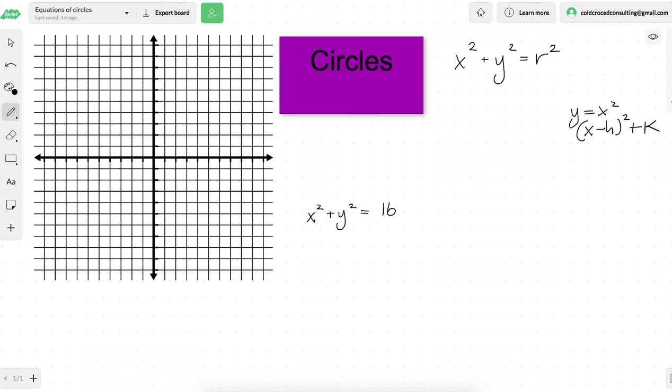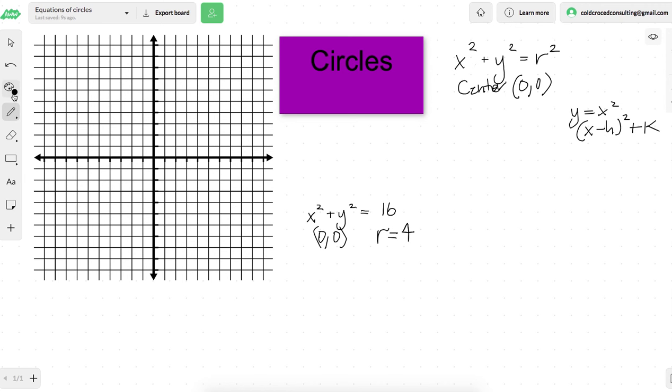So if we're just given the general formula x squared plus y squared equals r squared, this means that this is a circle with a center at 0, 0. And a radius, notice it's the radius squared. So if we look at this one, we know that it has a center at 0, 0. But the radius is not 16. The radius is the square root, right? Because this is r squared, so our radius is 4.